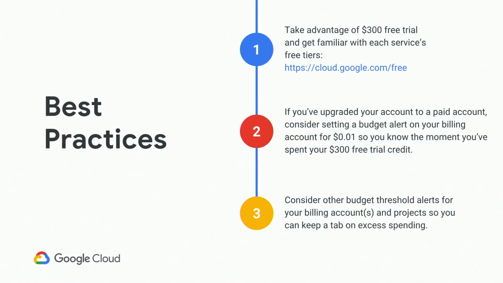So some best practices around these. First of all, if you haven't already, take advantage of the $300 free trial, and also get familiar with all the free tiers of the various services. You can see a summary of these at cloud.google.com/free. Now, if you've upgraded your account to a paid account, one budget you might set off the bat, if you're still on free trial, is a 1-cent budget after credits, so that you get notified the moment you start spending money, not just your credits, on Google Cloud. And then finally, think about the other budgets and threshold alerts you want for your billing accounts and projects, and set those up. In the demo, I'll show you how you can view all of them in one place and how easy they are to do.